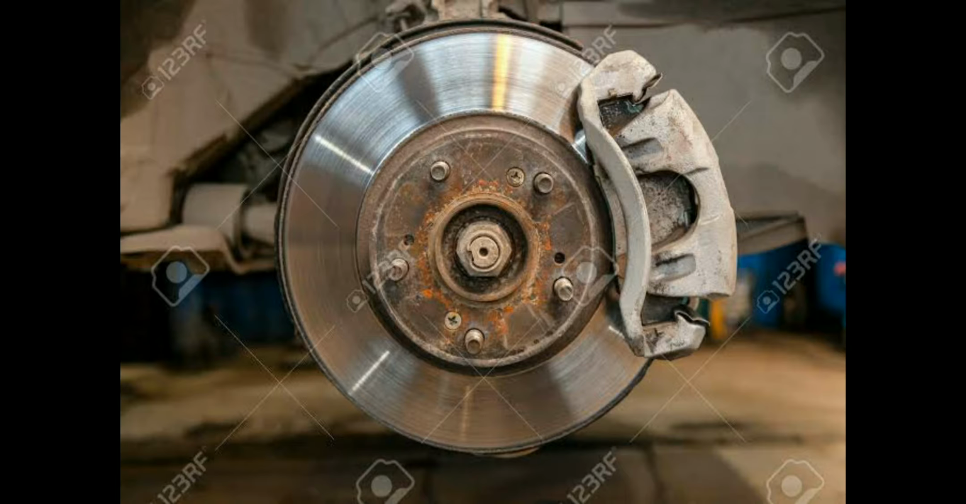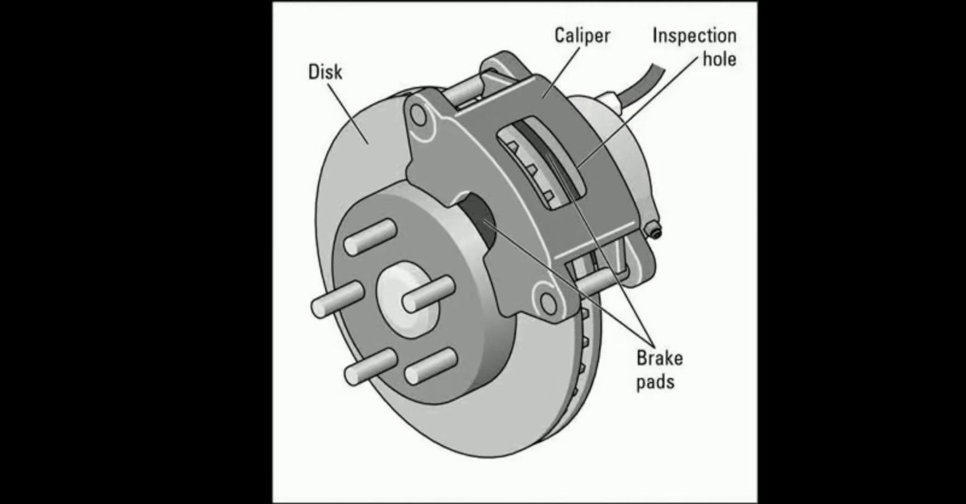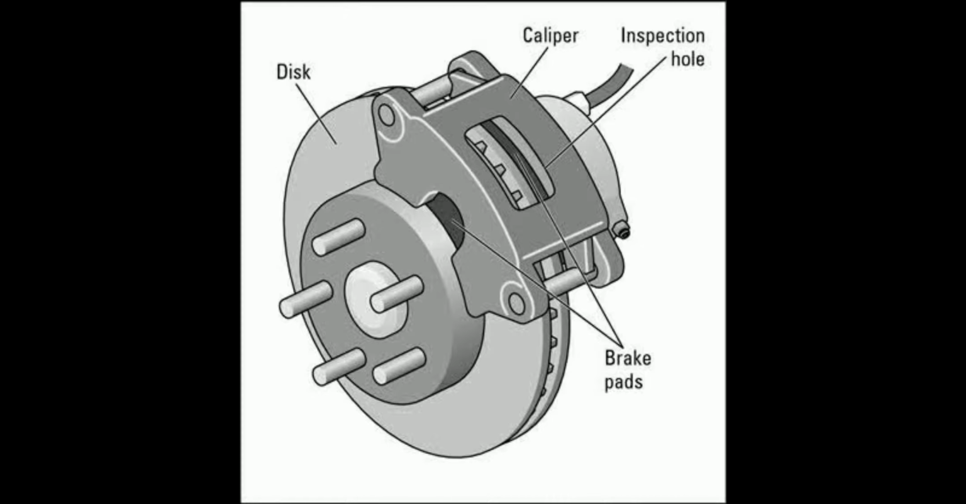The next brake is disc brake. How does disc brake work? Let's watch. The disc brake has four components. One is disc, brake pads, calipers, inspection holes. These are the four components present in disc brake.